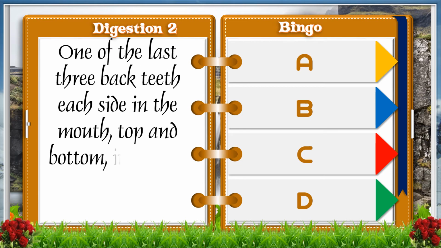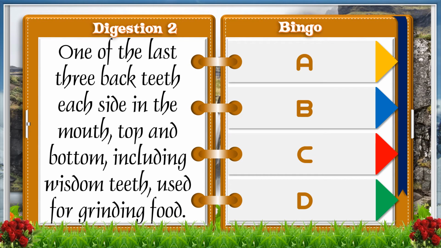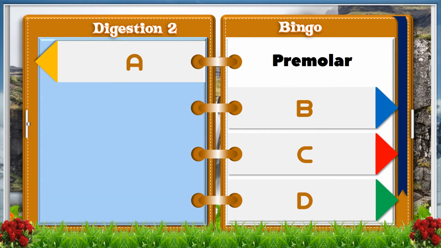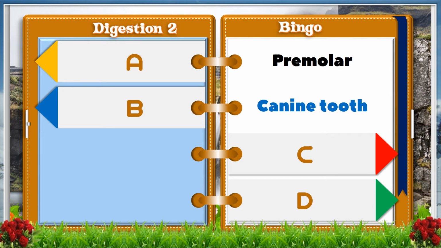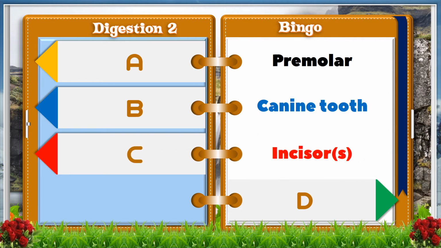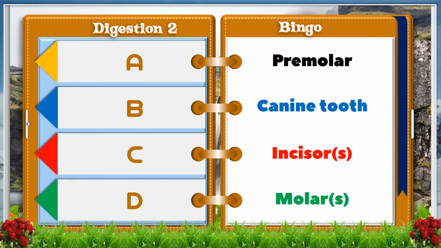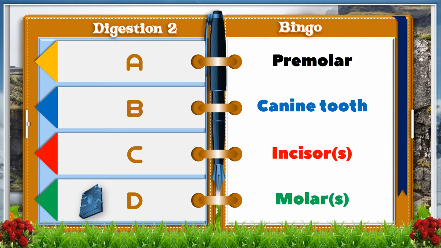One of the last three back teeth, each side of the mouth, top and bottom, including wisdom teeth, used for grinding food. A. Premolar. B. Canine tooth. C. Incisors. D. Molars. And the answer is D. Molars.